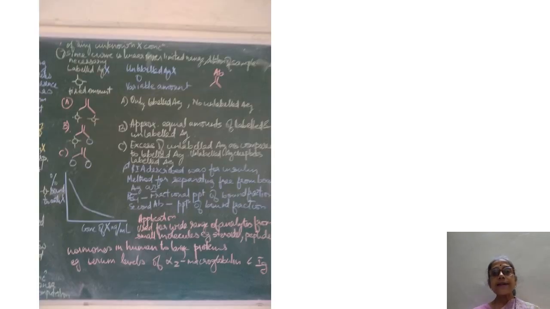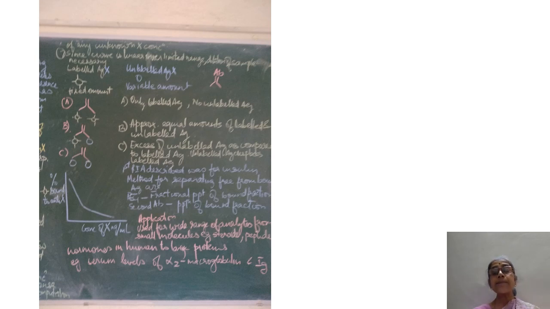So this is the diagram of the RIA steps. Here the labeled antigen X is shown, which is in a fixed amount. Unlabeled X is taken in variable amounts and antibody is taken in specific amounts. In the first stage, only labeled antigen is present and the antigen antibody complex that will be formed will give 100% radioactivity.